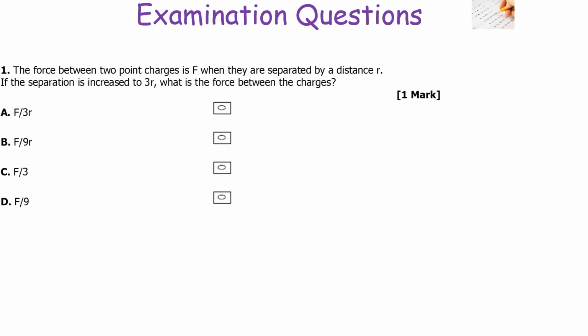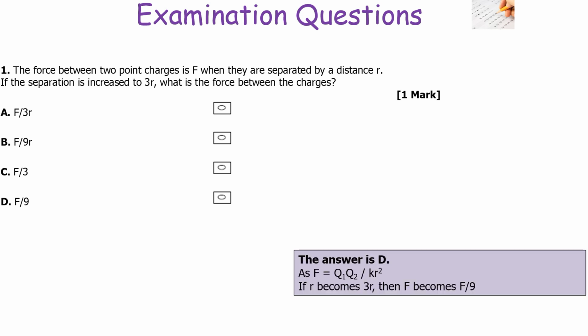Right, the answer here is going to be D, because we should know that the electrical force equation, Coulomb's law, is given by F = Q1Q2 over 4 pi epsilon 0 r squared, where k is the constant, 1 over 4 pi epsilon 0. So this tells us that if r is increased to 3r, then F is going to become F over 9, because it's r squared, so 3r becomes 9r squared when you work it through. Therefore F is now F over 9, so our answer is D.